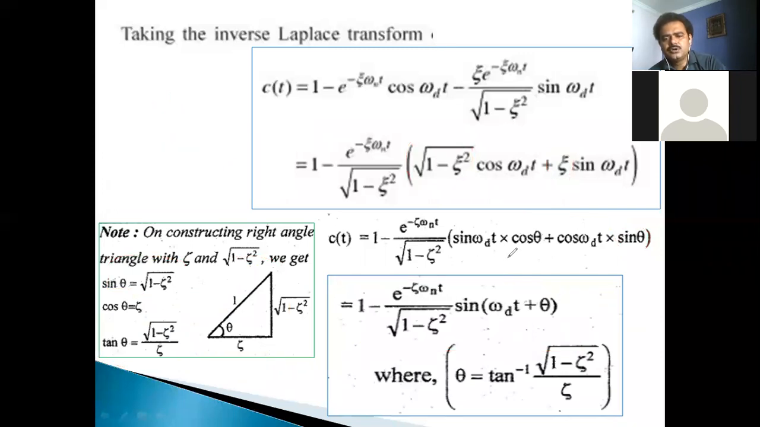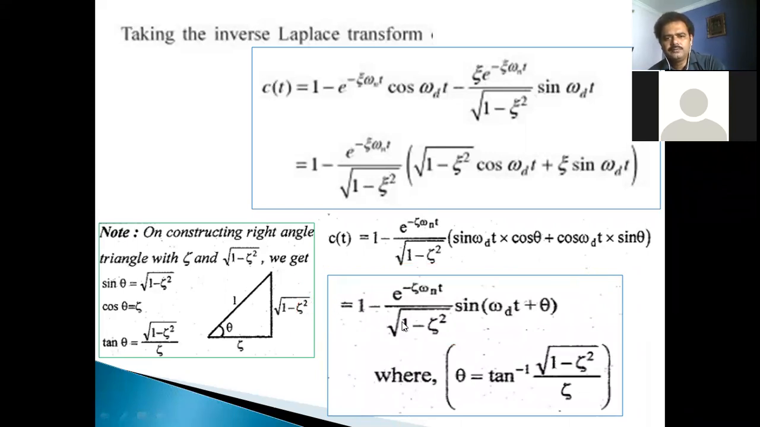Sin A cos B plus cos A sin B, we can simply replace with sin(A plus B). So finally, now the response of a second order system with unit step input is 1 minus e to the power of minus zeta omega n t divided by the square root of 1 minus zeta square, times sin(omega d t plus theta). So this is very important. We have to remember this answer, where theta is equal to tan inverse of the square root of 1 minus zeta square by zeta.